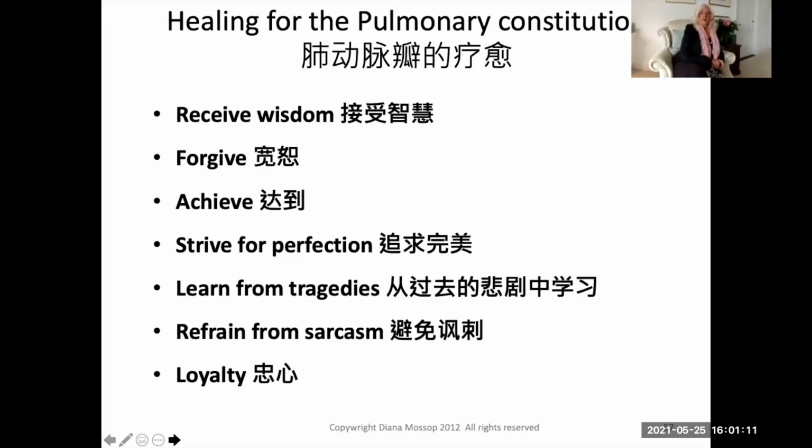So how do we help this concept? How do we help the pulmonary valve constitution to recover? Well, we teach them. We give them knowledge. We forgive them. We help them to forgive. We help them to achieve. We help them to strive for perfection. We honor them. We're proud of them. And we tell them that we're proud of them.